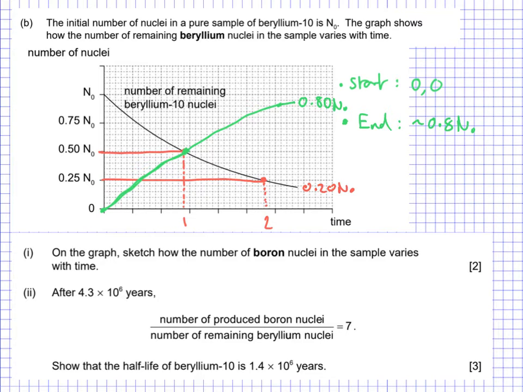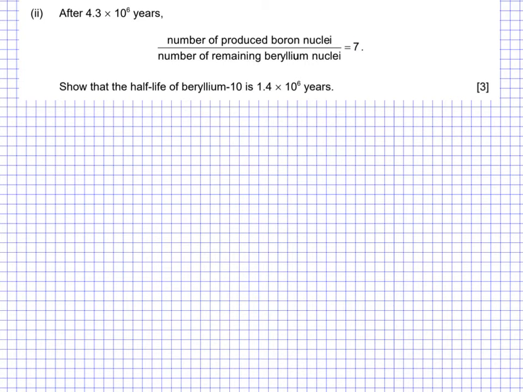And we would also say that it intersects at 0.5 N naught at the half-life, that first half-life. All right, so for part 2, we're given a time frame.